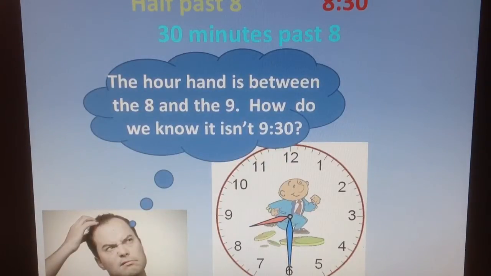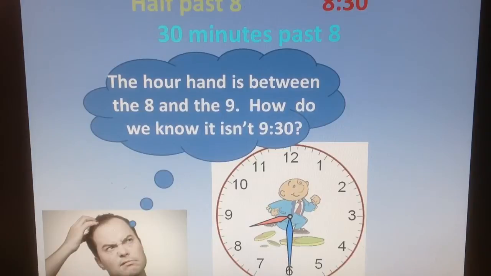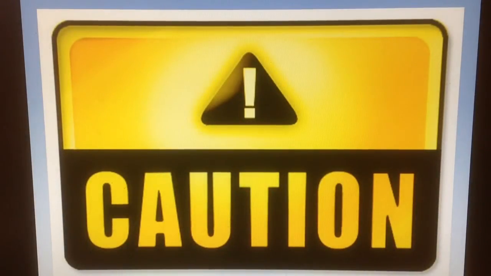This guy's confused. He says the hour hand, this is the red one on this particular clock, is between the 8 and the 9. How do we know it's 8:30, not 9:30? This is where it gets tricky. When we have an hour hand pointing between 2 numbers, we always say the number that's lower, the number that comes first on the clock. So watch out for that.